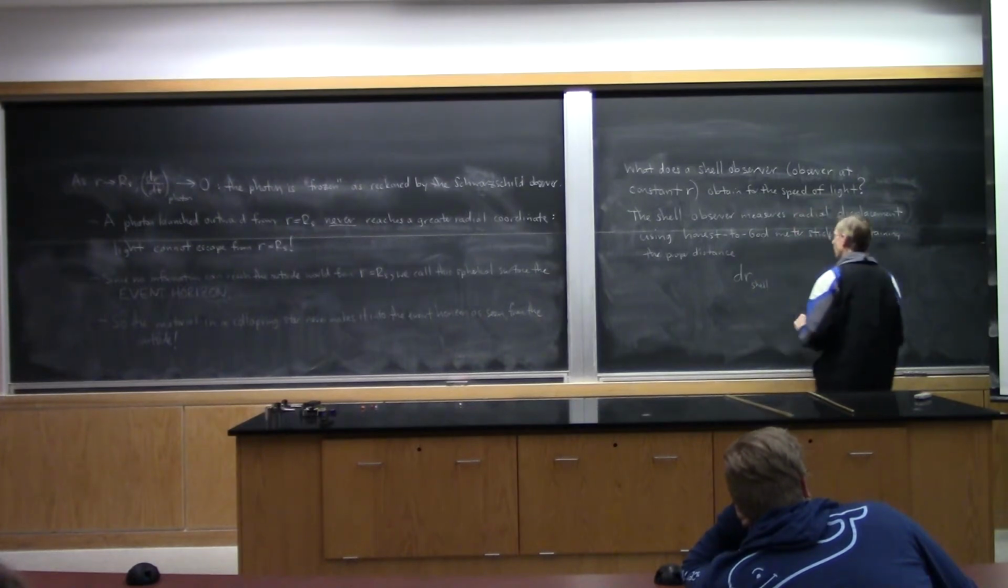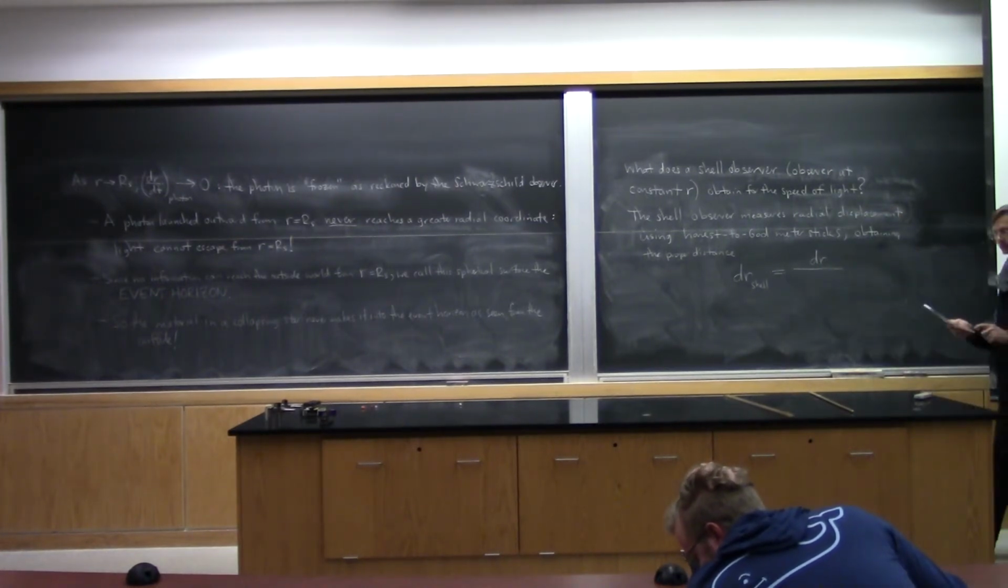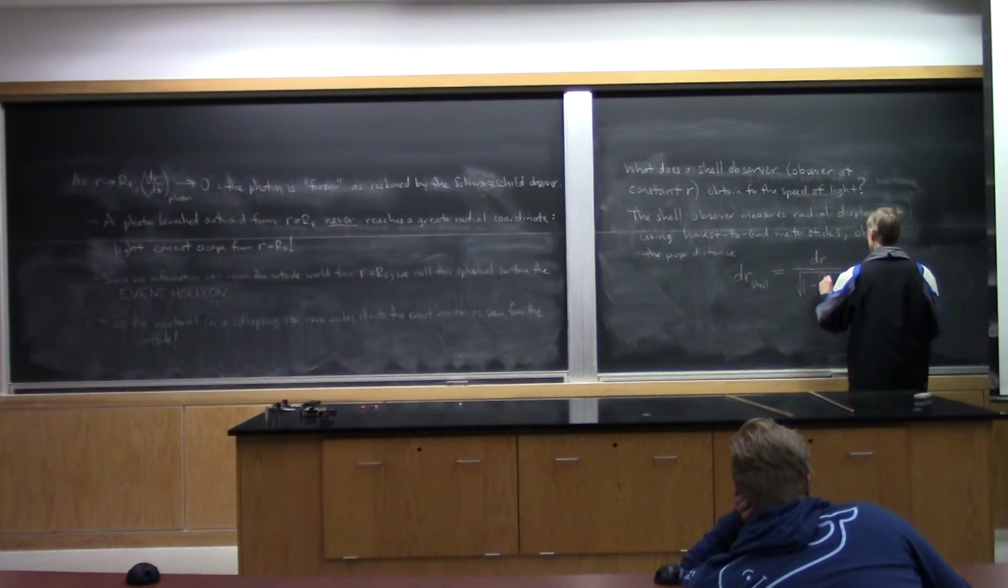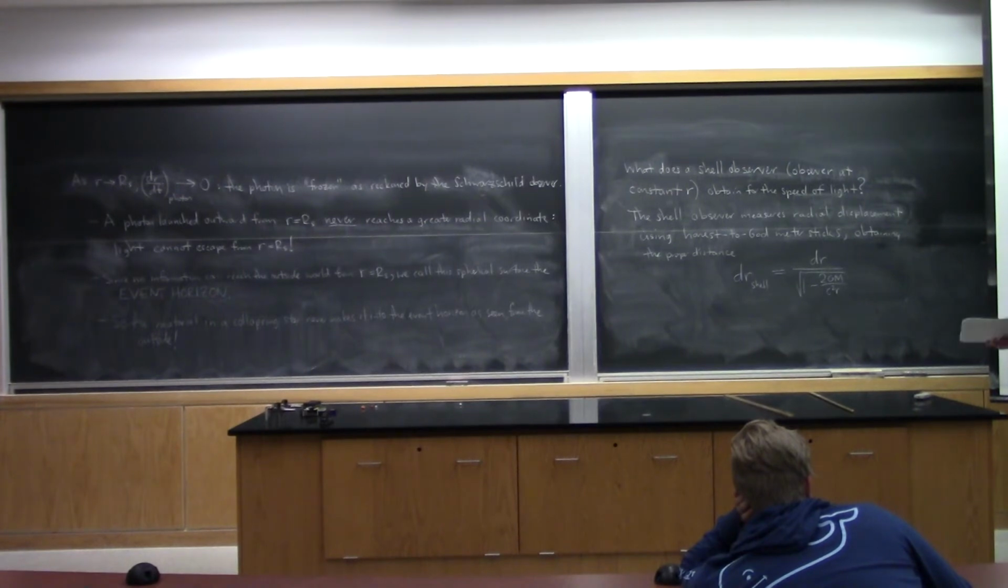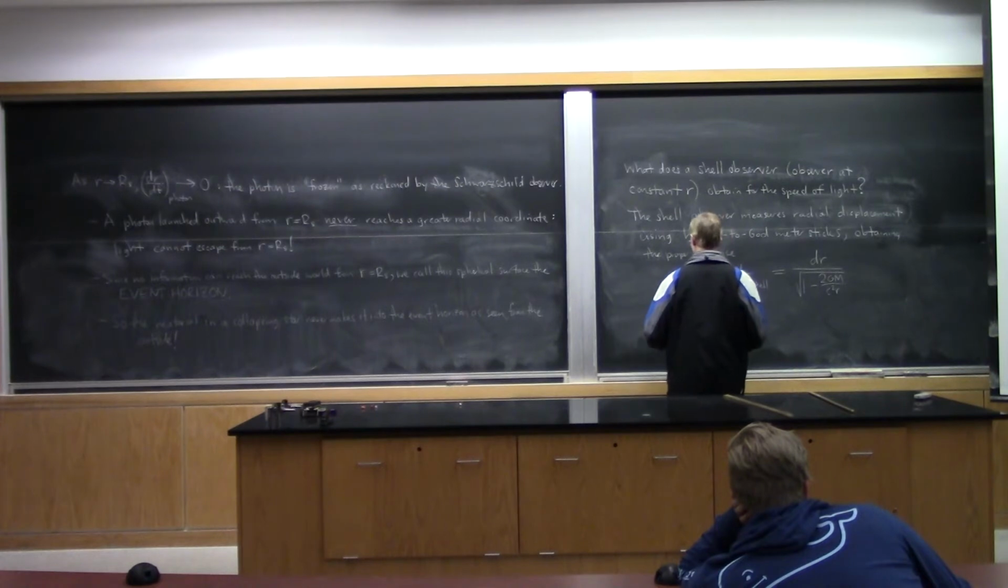We'll call that dr shell for our shell observer, which will be dr measured in Schwarzschild coordinates divided by the square root of 1 minus 2GM over c squared r. We've done the usual d theta equals d phi equals 0. We just want the difference in the distance between the two points where the photon was, and the observer measures time using properly calibrated clocks.